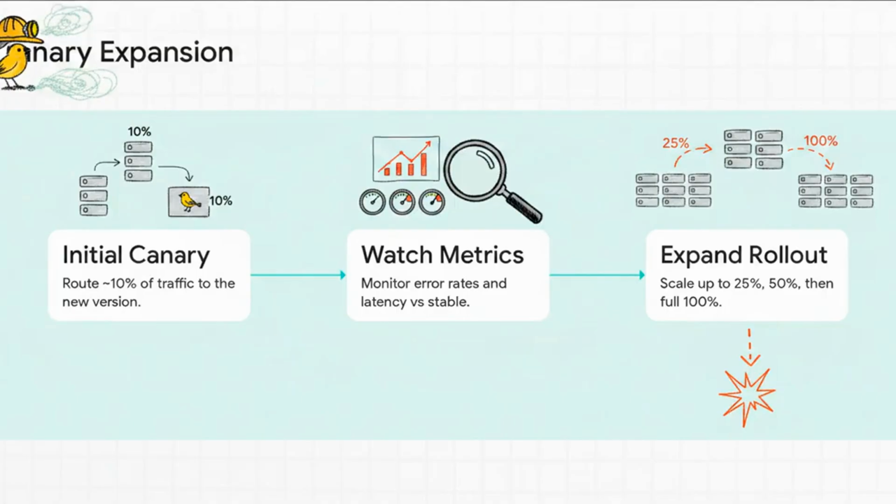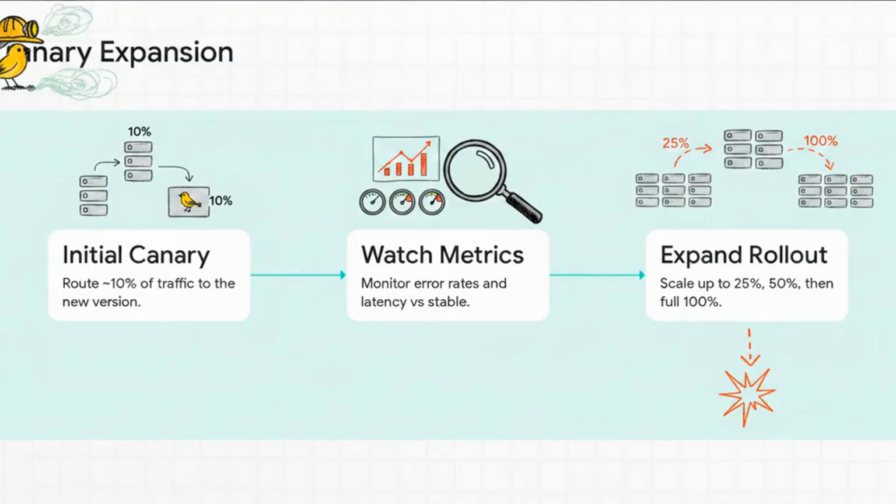Think of it like coal miners carrying actual canary birds down into the mines to detect poison gas. We route a tiny fraction of real production traffic, say just 10%, to the new version. To manage this super precise traffic weight splitting, we'll typically rely on an ingress controller like Nginx or a service mesh like Istio. Then we watch our metrics like a hawk.